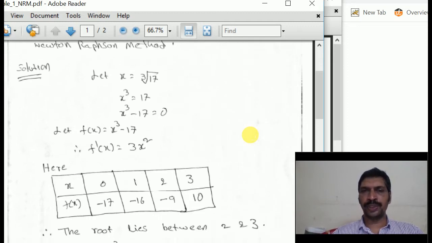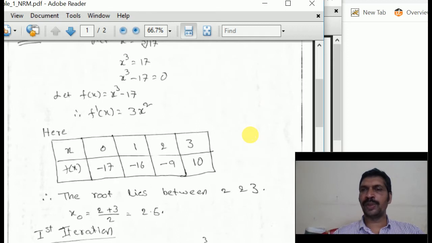Now we will compute which values the root lies between. At x equal to 0, x cube minus 17, substituting 0 in place of x, we get minus 17. At x equal to 1, f of x equal to minus 16. At x equal to 2, f of x equal to minus 9. At x equal to 3, f of x is 3 into 3 into 3, 3 cube, 27 minus 17, which is 10. From the above table, it is clear that the positive solution to this problem lies between 2 and 3. Therefore, the root lies between 2 and 3.